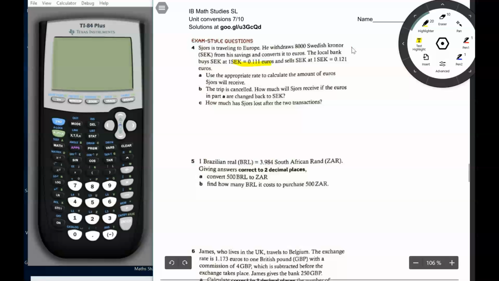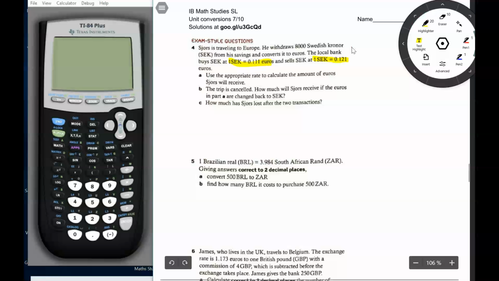That is a domino, right? And sells SEK at 1 SEK equals 0.121 euros. Okay, so those are both dominoes for the same currency exchange. It's just that the bank gives a different exchange rate when you buy it or when you sell it because it always wants to make money. If it gave the same exchange rate in both, then probably the bank's not making any money off your exchange. Use the appropriate rate to calculate the amount of euros Sjors will receive.